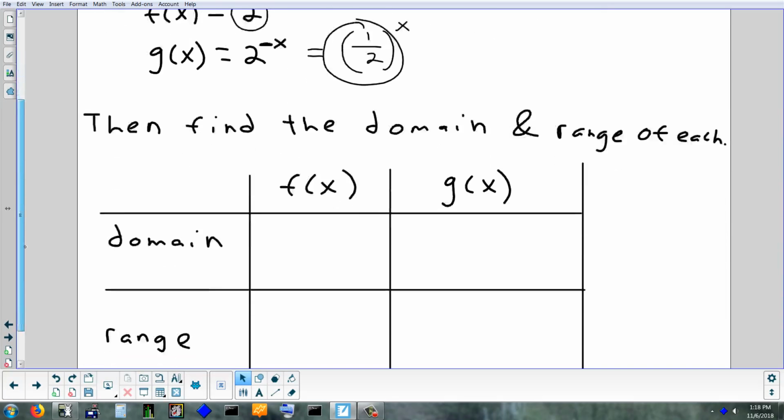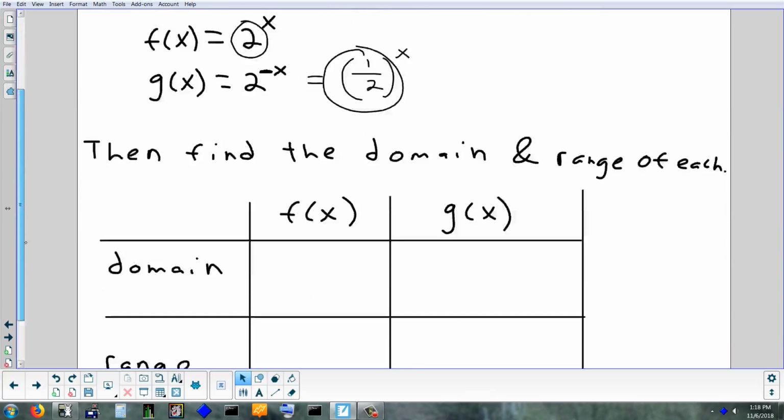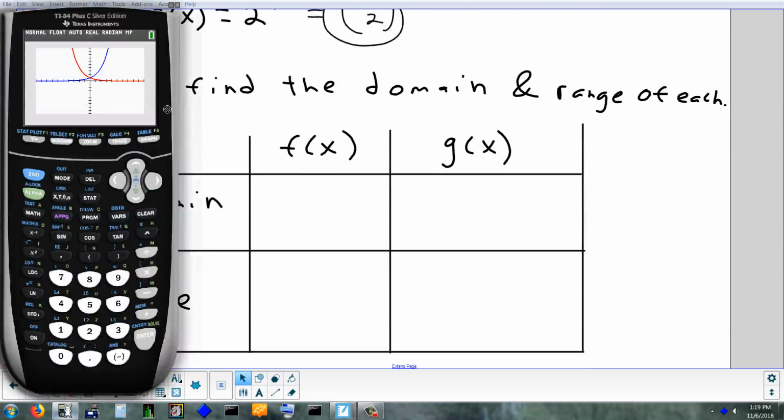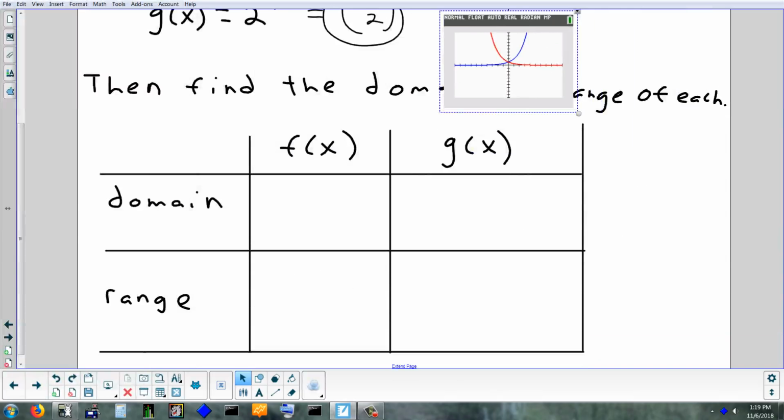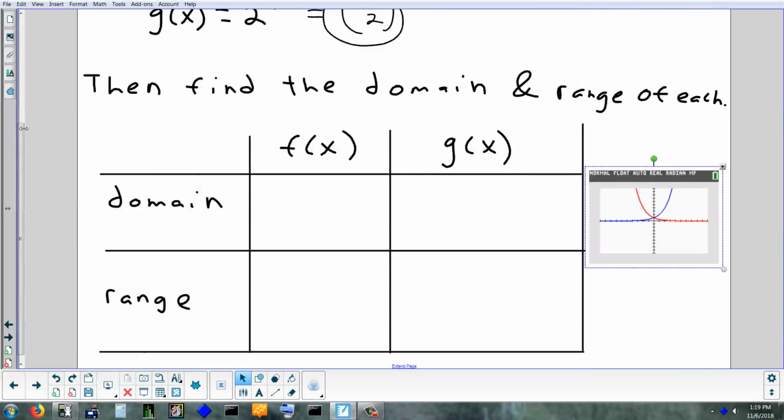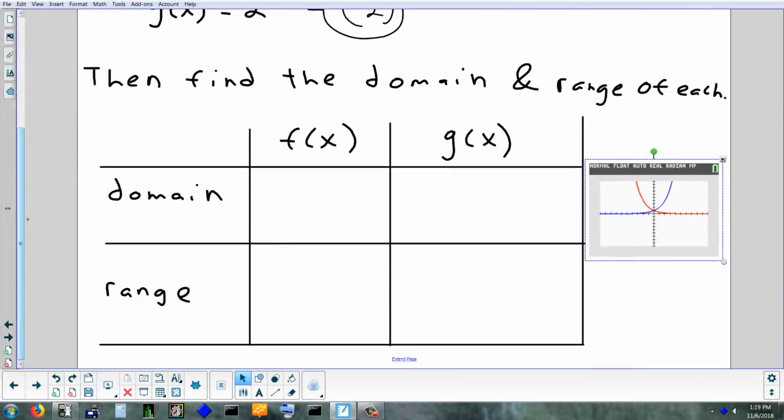Let's look at the domain and range of each of these. Okay, so f of x was the graph in blue. G of x is the graph in red. F of x, G of x. So let's start with the domain of the graph in blue. How far left and right? Henry, how far left and right does that graph in blue go?